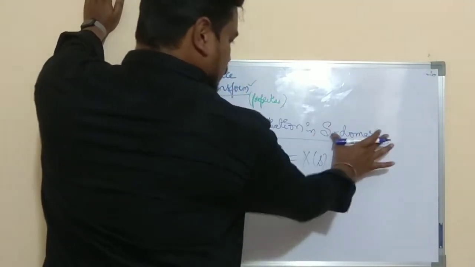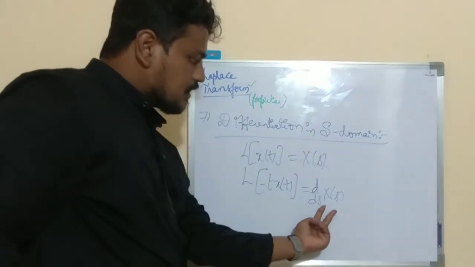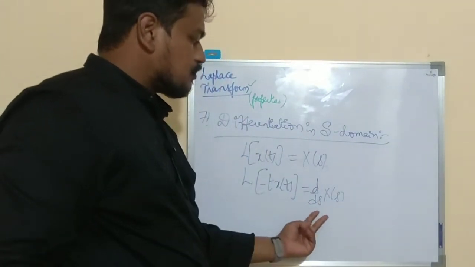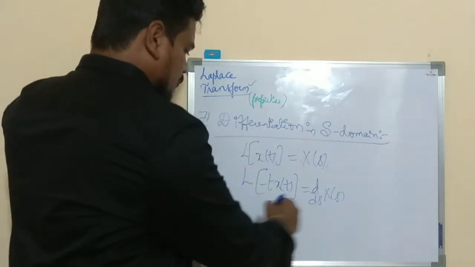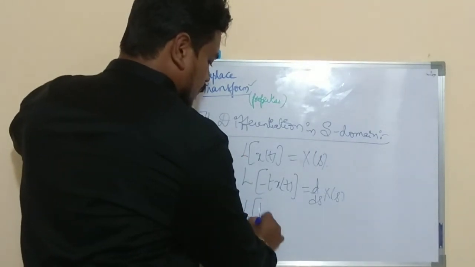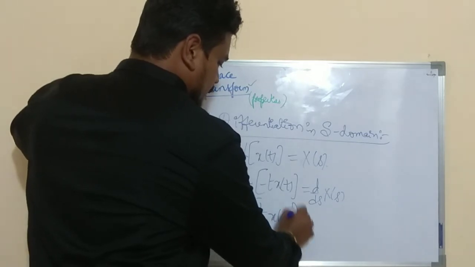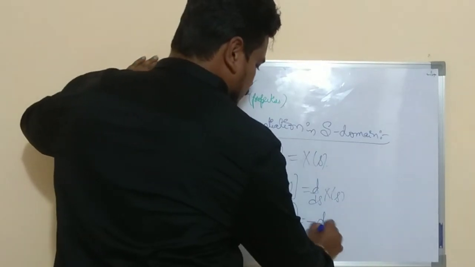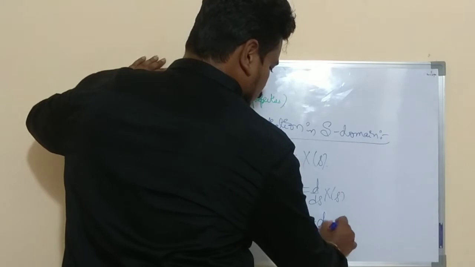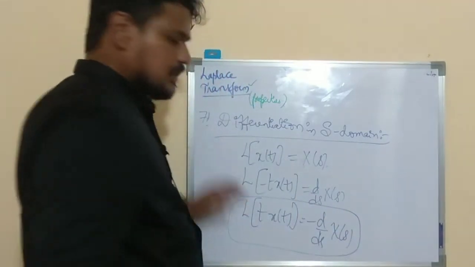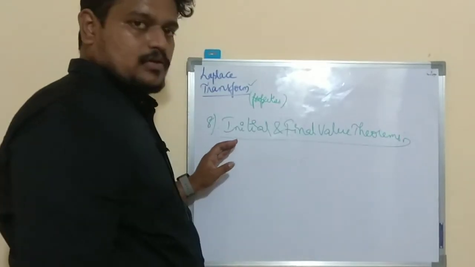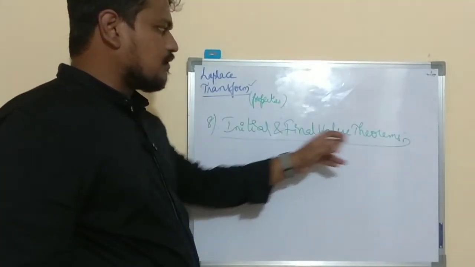This is the differentiation in s domain. You are differentiating this X of s with respect to s here. So this can also be written as the Laplace transform of t into x of t is equal to minus d by ds of X of s. So this you remember. Next one is initial and final value theorems.